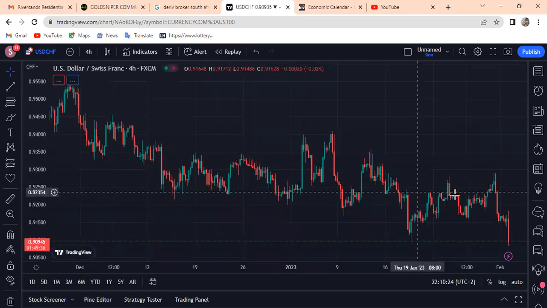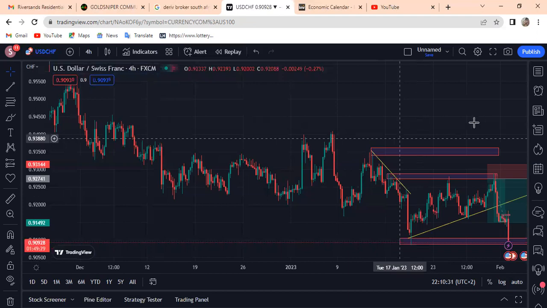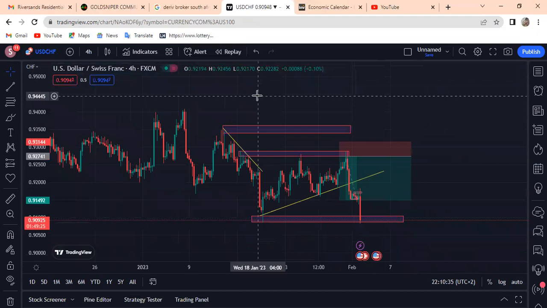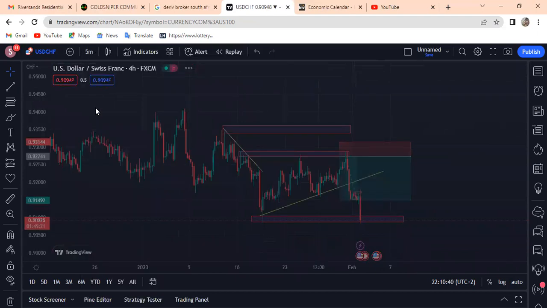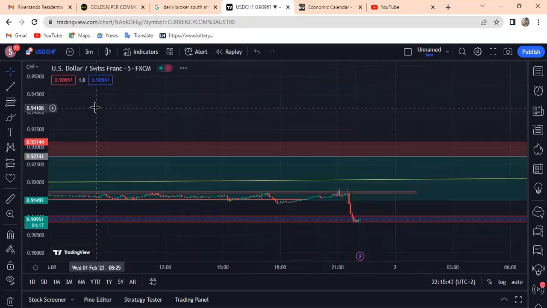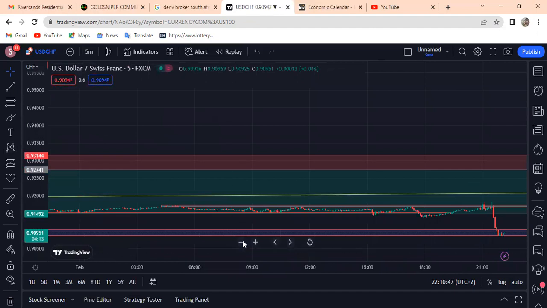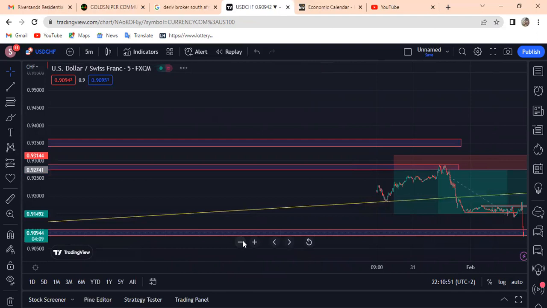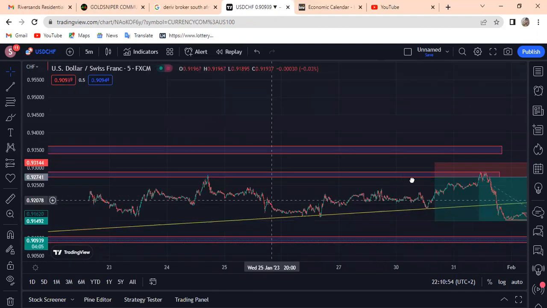Then you use the Fibonacci. Yeah, and then we use the Fibonacci. So as I'm going on the 5-minute chart, I was just trying to show you a few confluences on the 5-minute chart so that you can see as well.